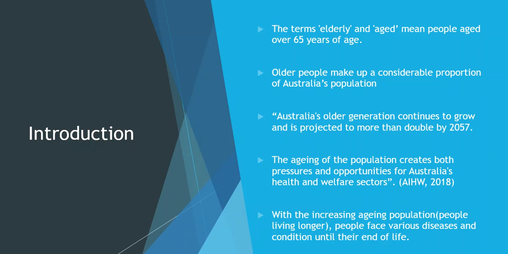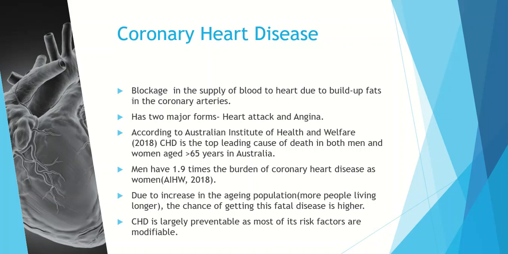According to the Australian Institute of Health and Welfare in 2018, the aging of the population creates both pressures and opportunities for Australia's health and welfare sectors. So, with the increasing aging population or people living longer, people are always facing various diseases and conditions until the end of life. So, I have chosen five major diseases that are most common in the elderly population in Australia.